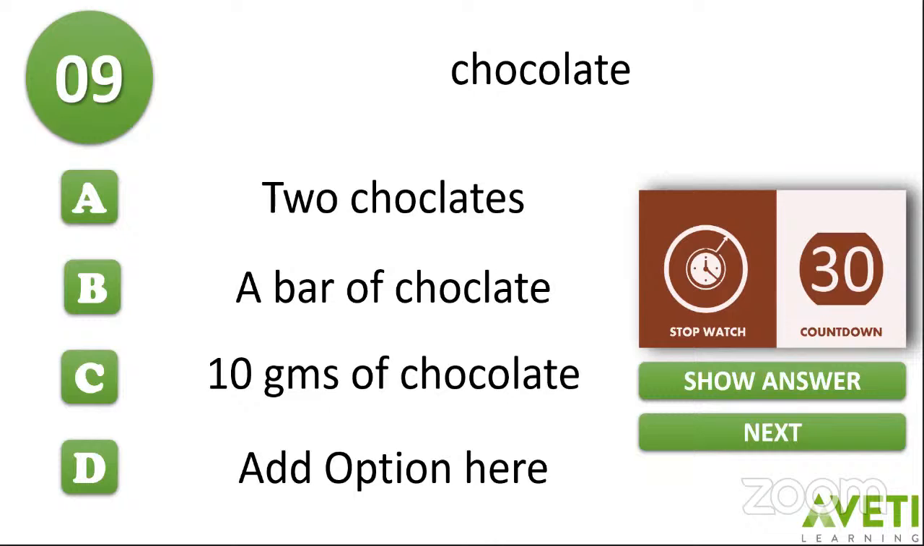Whereas when I say a bar of chocolate, you can always count it. If you bought two bars, you can count, you can give it a number, 1 and 2. So hence do not get confused. Wherever you can count, there it becomes countable. Wherever it is measurement or weight, that remains uncountable.